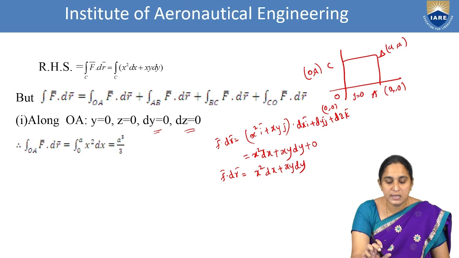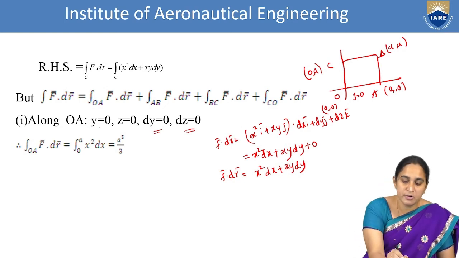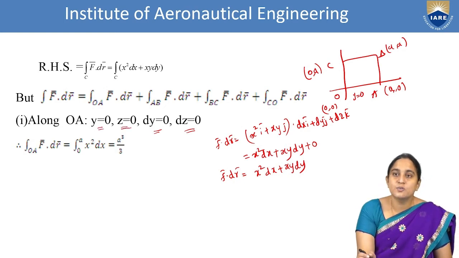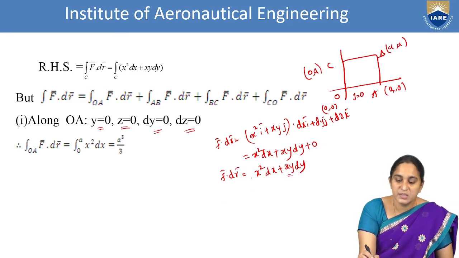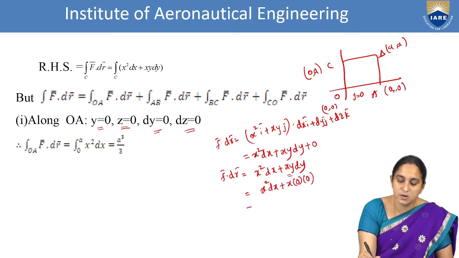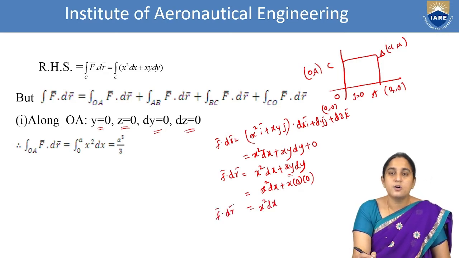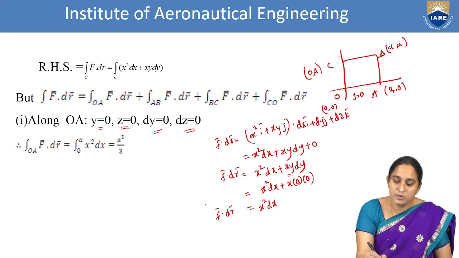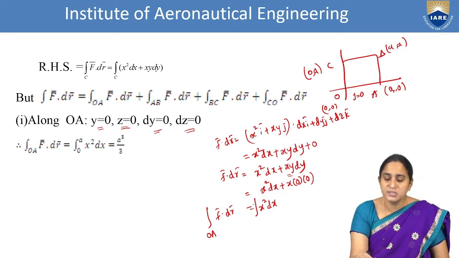But along the line OA, what are the conditions? y is equal to 0 and z is equal to 0. Substituting, x squared dx plus x into 0 into dy, which is 0. That is x squared dx, which is F dot dr along the line OA. Now we have to calculate the line integral along OA. After calculating F dot dr, it is completely in terms of x.